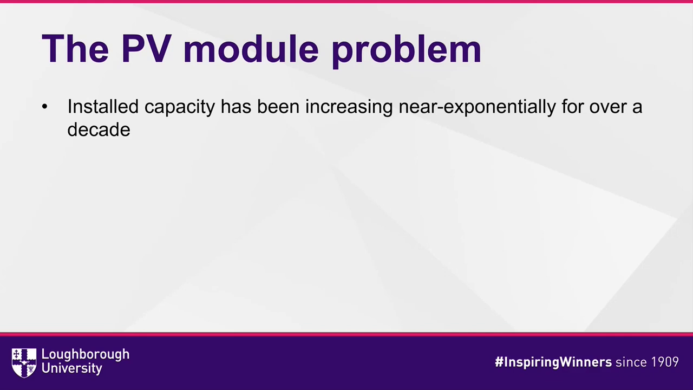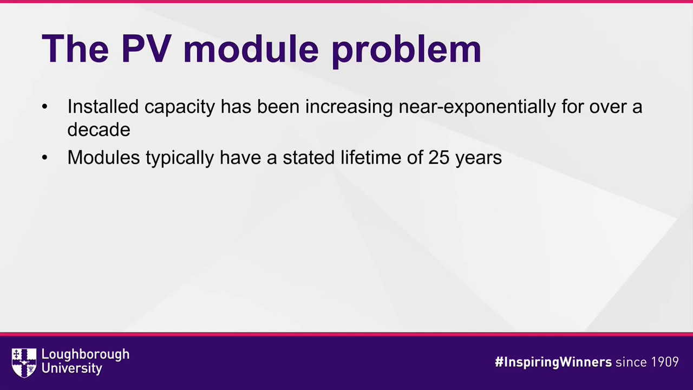So what does that mean? Well, it means that there are increasingly significant quantities of these devices, of these panels, producing electricity, which is a good thing. The downside is that these modules typically have a lifetime of around about 25 years. It can be longer, can be shorter depending on what happens, but it's usually around about 25 years.